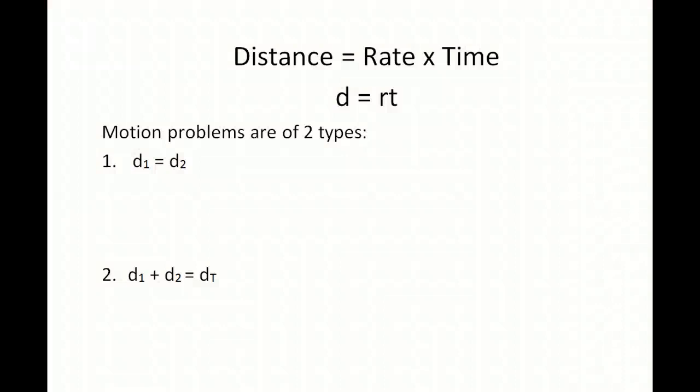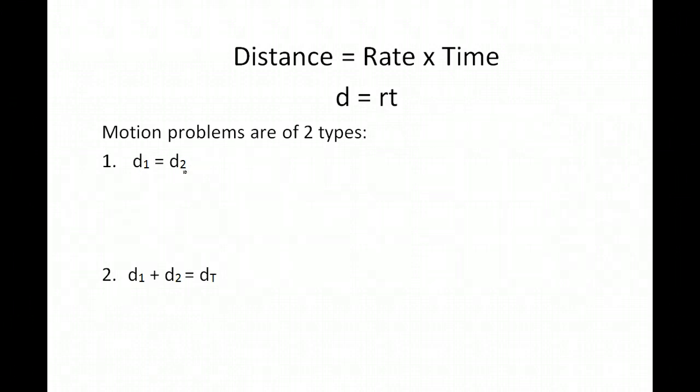Okay, we're going to look at motion problems in this video. You need to know that distance equals rate times time, which gives us the simple equation d equals rt. There are two types of motion problems that we're going to look at. They have two simple equations, d1 equals d2 or d1 plus d2 equals distance total.